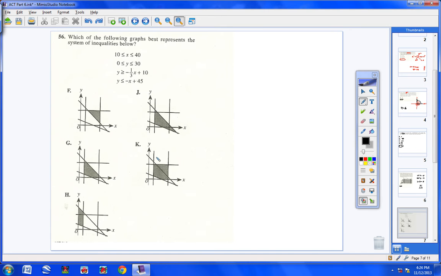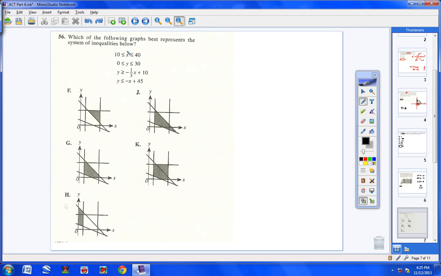Number 56. Now here they're testing your ability to understand graphing systems. Well, a couple of things. First of all, they're testing your ability to understand how to graph or solve inequality systems, which is what we have here. And I think they also want to know if you know how to take something like this and this and kind of break it down.